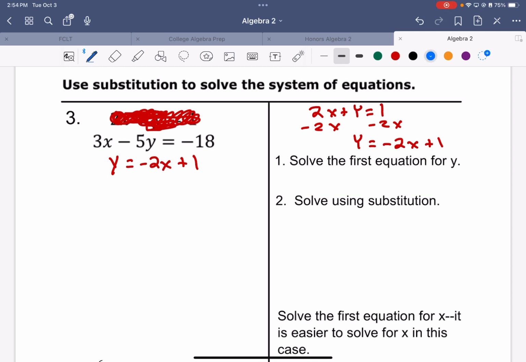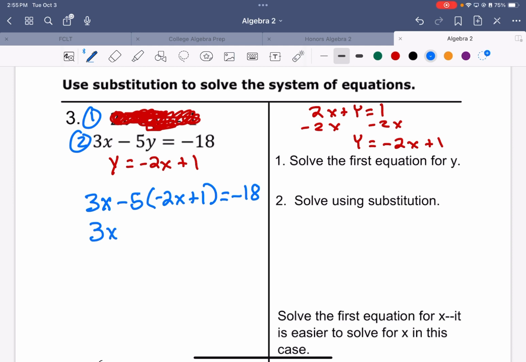Okay, so I solved for y. I know y is equal to negative 2x plus 1. So in what was now my second equation, if I would have labeled them originally 1 and 2, I'm going to substitute into that second equation what I know y is. So that gives me minus 5, and then in parentheses, negative 2x plus 1. And that has to equal negative 18. Look through it, I've got one variable, okay? So now I have to solve for that variable.